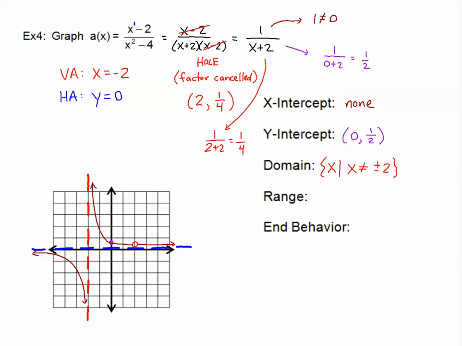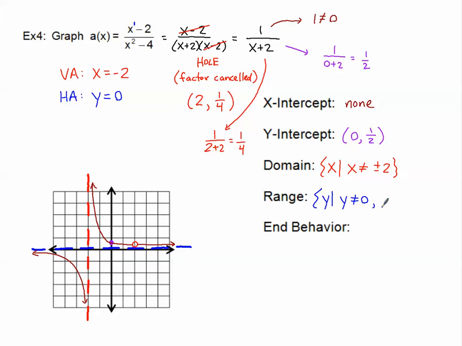Let's talk range. Range looks like it might be pretty simple. A lot of people might be thinking, wait a minute, it's easy. Y can't be 0. And that is true. Y cannot be 0 because that is my horizontal asymptote. Everything except for 0. But there is one other number that Y cannot be. Do you see where that's going to be?